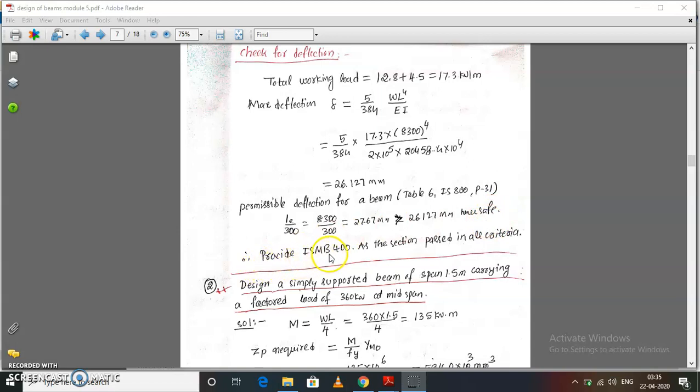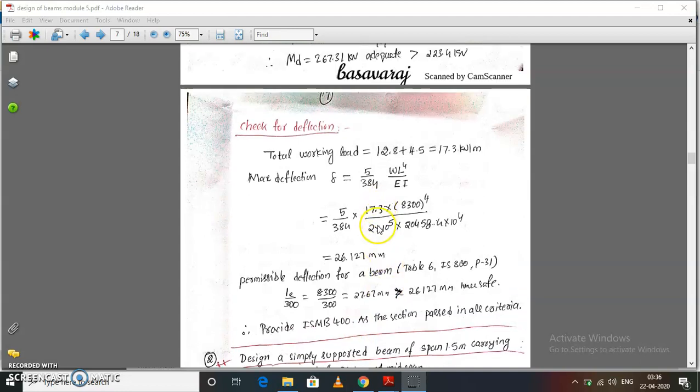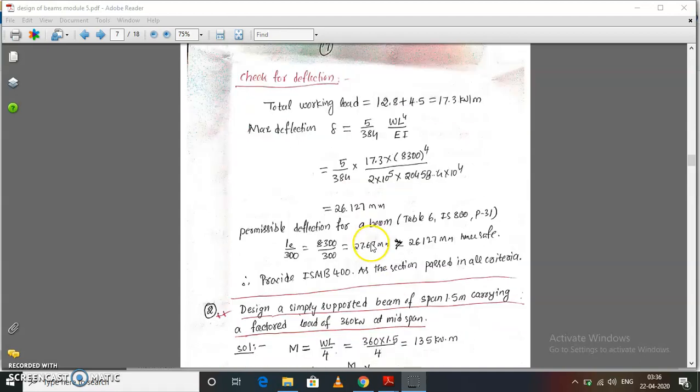Therefore, provide ISMB 400 as the section passes in all the criteria. It is safe in bending, it is safe in deflection, it is safe in shear. Therefore, we can use ISMB 400 as the beam for the floor. So that's all about the problem.